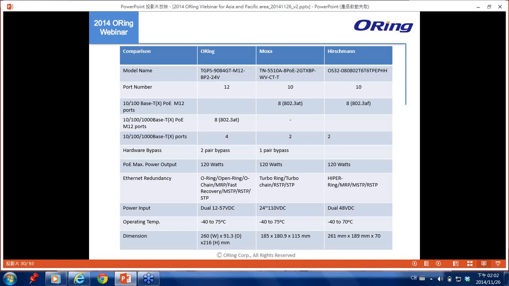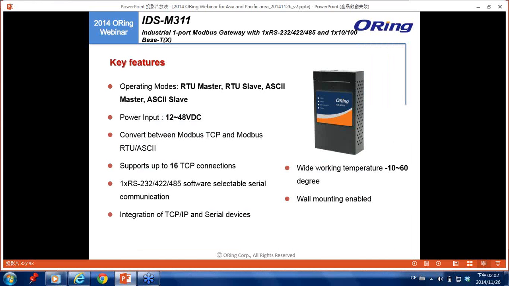The component table is for your reference, and maybe you can check it later. IDS M311 is a one-port Modbus gateway with one port of RS-232, 422, and 485 to one port of 1000 Ethernet. The operation modes are RTU master, RTU slave, ASCII master, and ASCII slave, and the operation modes will be explained in later pages. The power input is from 12 to 48 volt DC.